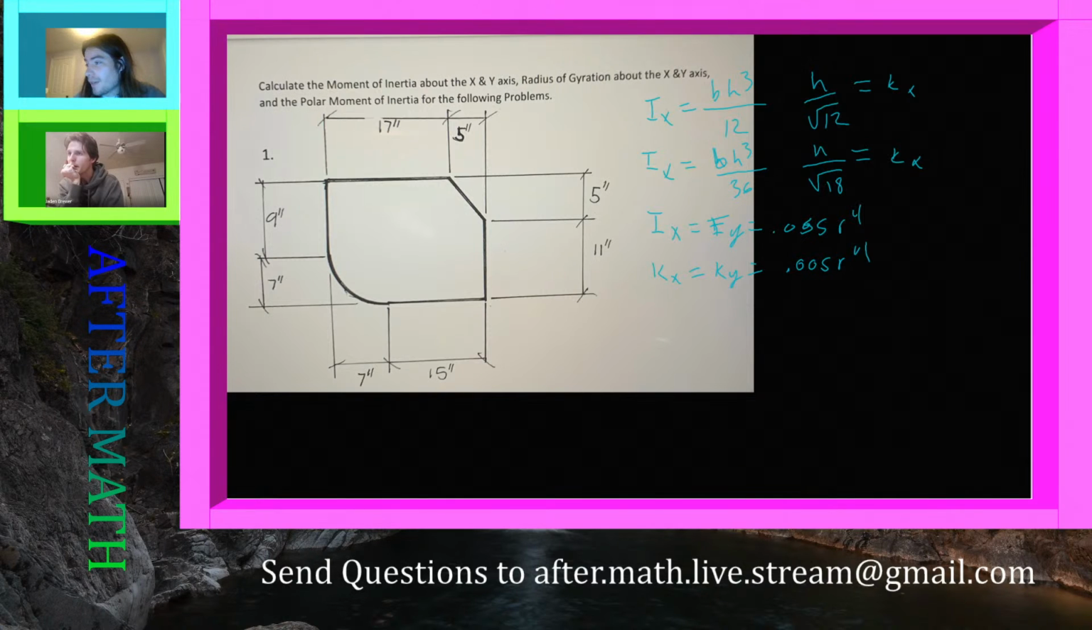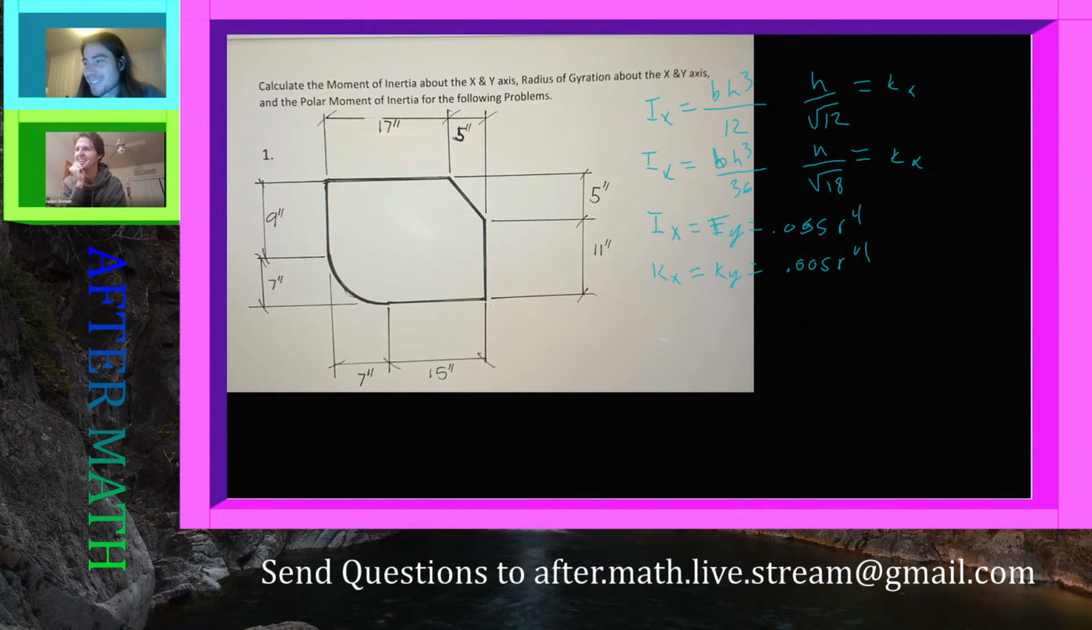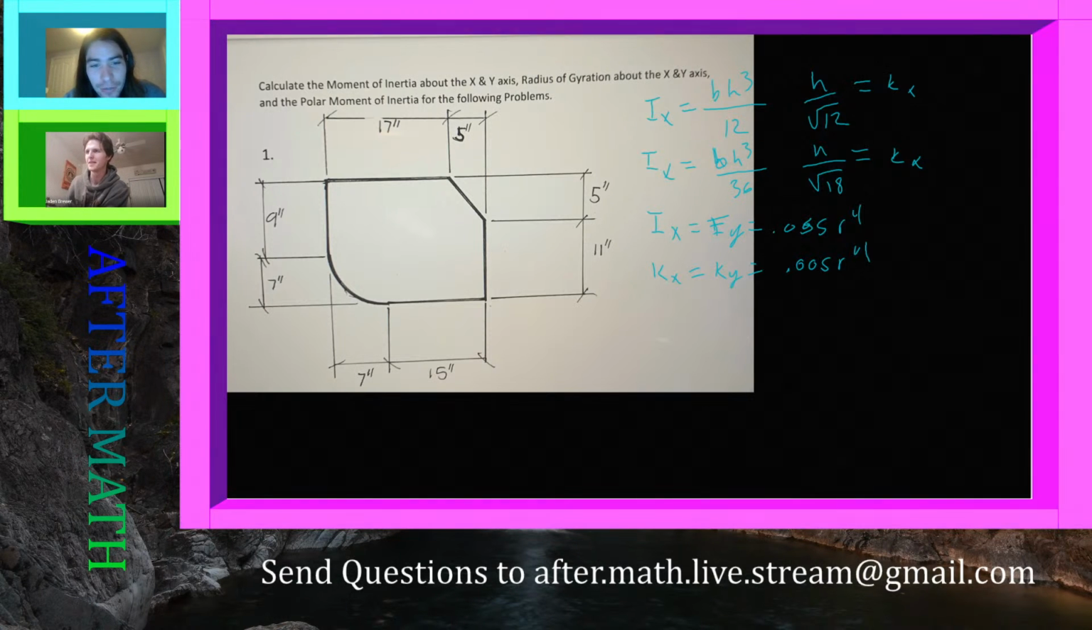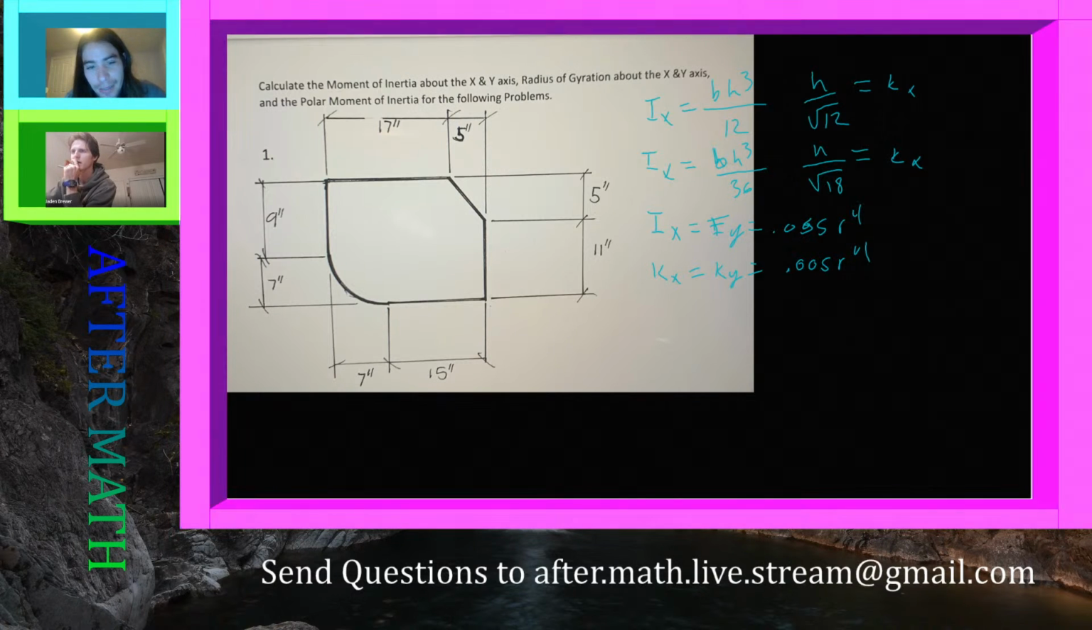Okay. Now things get a little more interesting, all right? So we need to figure out what shapes we have here and what shapes we want to use to find these moments. Okay, so we're gonna need to find a whole bunch of separate moments of inertia and kind of add them together to get our final.